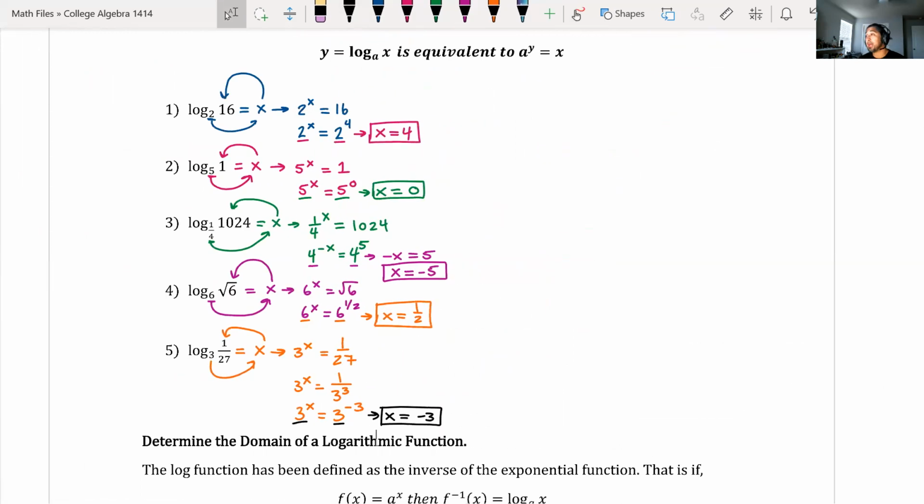And there you go. That's how you solve these logarithmic expressions. Convert them to exponential, and then use the exponential equality that we learned last class. Any questions on those ones?